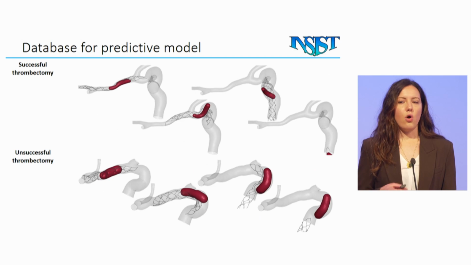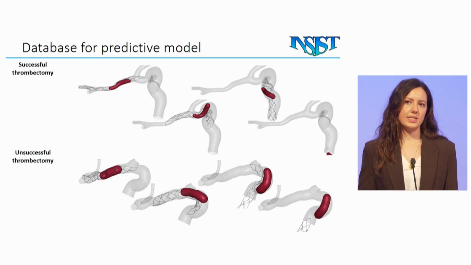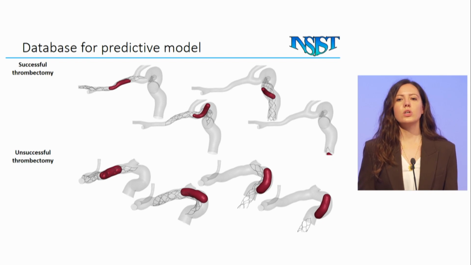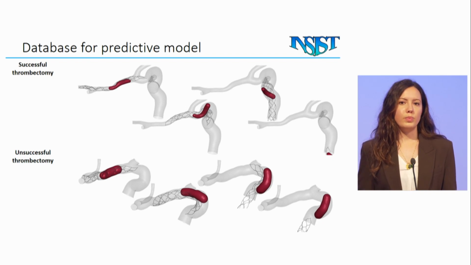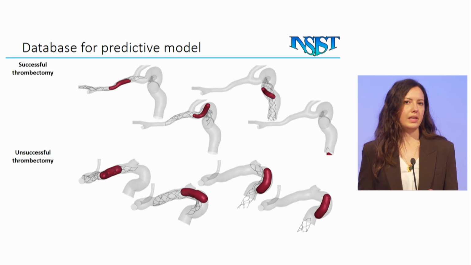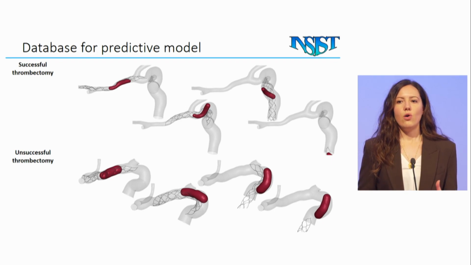To each simulation, of course, is associated the outcome, so that can be successful, like the example on top, where we see that the thrombus is completely removed from the vessel and so the blood can flow through the vasculature, or the outcome can also be unsuccessful, meaning that the stent retriever loses the thrombus inside the patient vasculature and so the occlusion still holds. So this was useful to create our database, over which we can then build our predictive model.